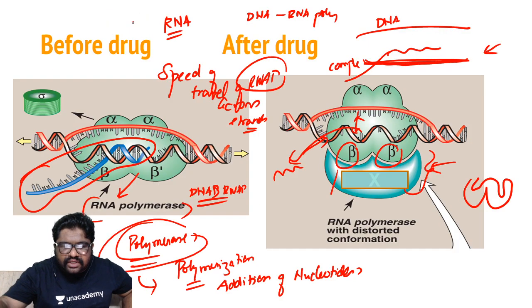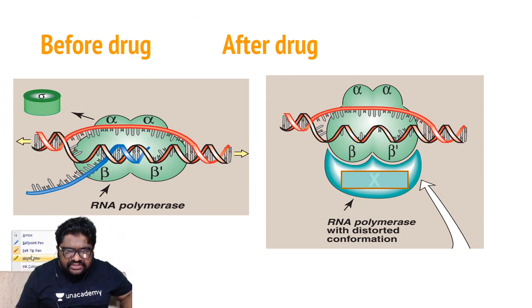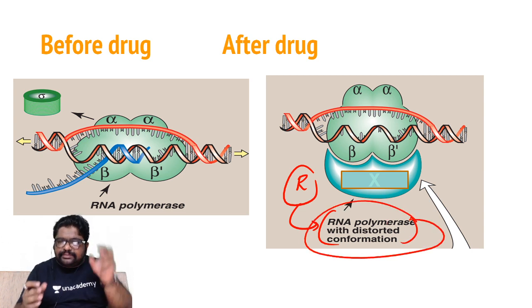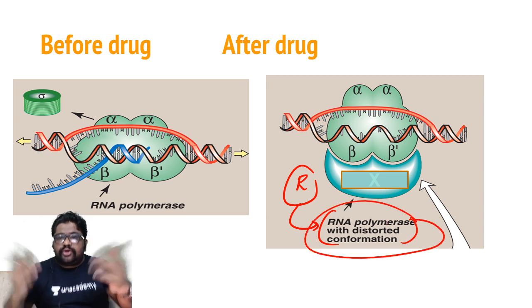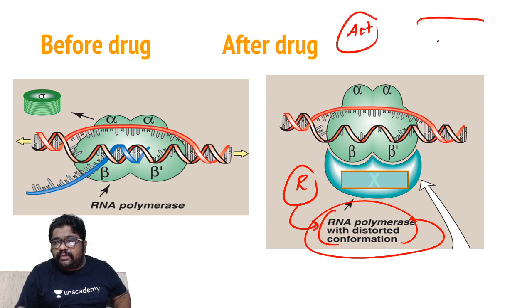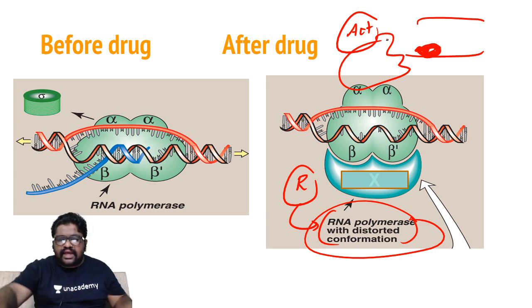What is the difference here? I'm going to erase the annotations I have used here. Look at this. Here, the drug called rifampicin is binding to the RNA polymerase enzyme. Because it is binding to the enzyme, that enzyme is not able to go along the DNA. While actinomycin D is capable of binding to the DNA, because the DNA is having a huge blockade here, the enzyme is not able to go forward. That is the major difference between actinomycin and rifampicin.